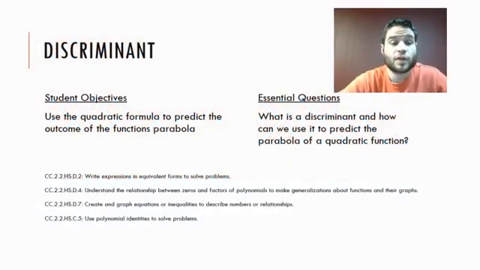The student objective for this lesson is to use the quadratic formula to predict the outcome of the function's parabola. Essential question: what is a discriminant, and how can we use it to predict the parabola of a quadratic function? Below you'll see the Common Core standard.